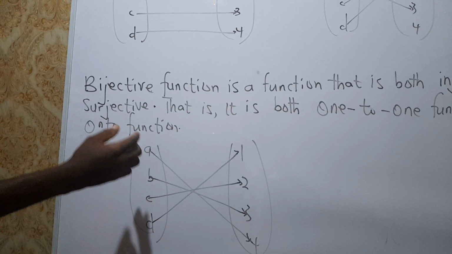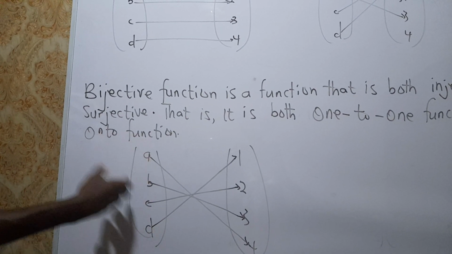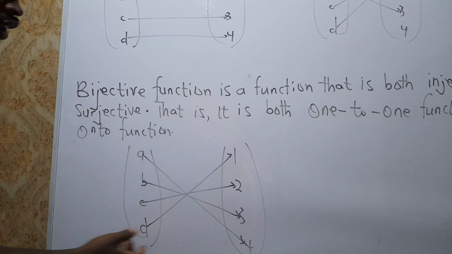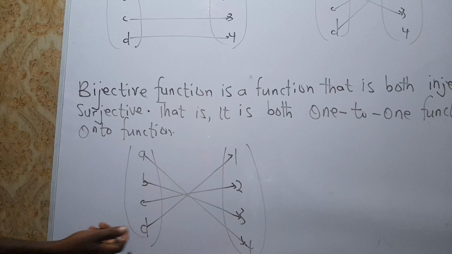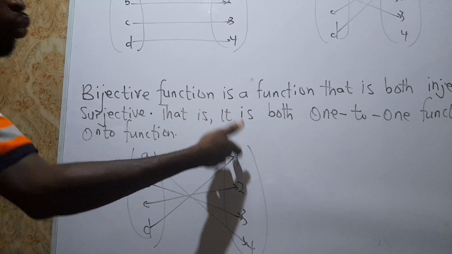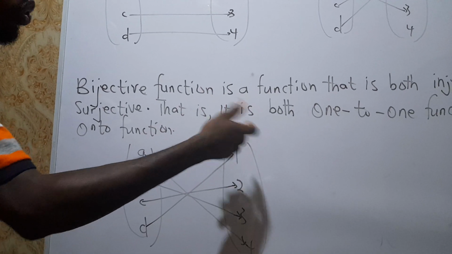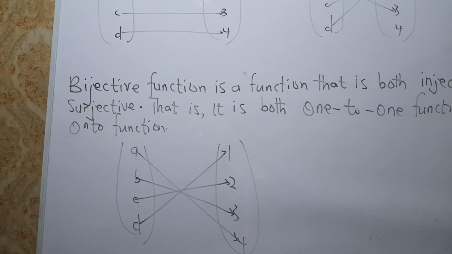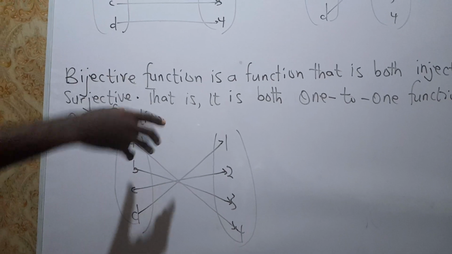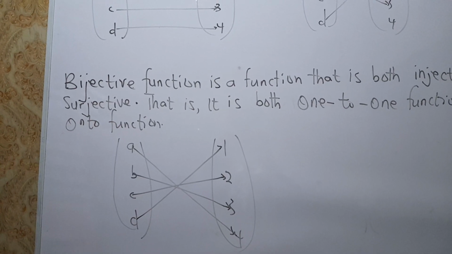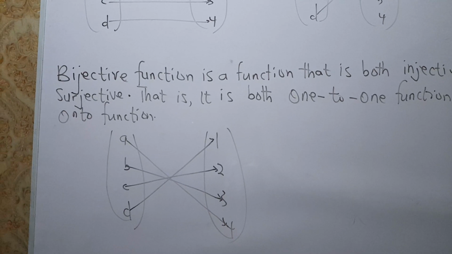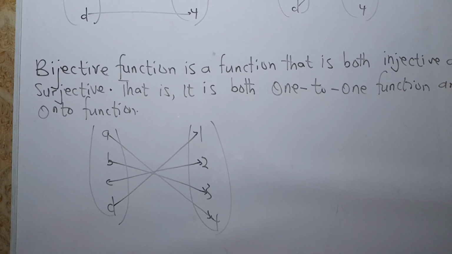as well as having the onto property. That means each and every member in the domain maps to only one member in the codomain. So when a function has such a property, we call that function a bijective function. I hope I explained to your understanding.